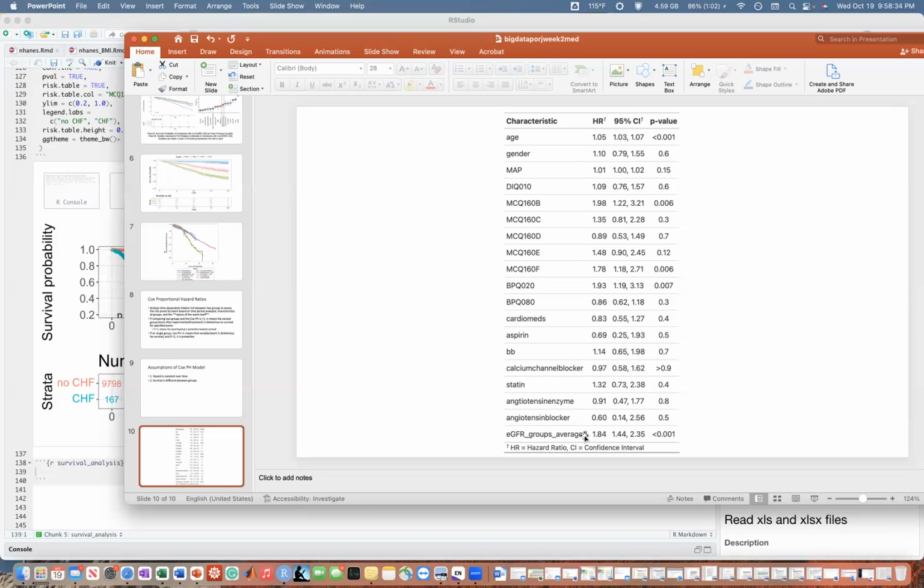EGFR groups average, this is one I find very interesting. So this is saying it's a stage variable. It's a nominal, I believe, ordinal or nominal. I can't remember the term, but it has stages 0, 1, 2, 3, 4, 5, and 6. It says as the stage increases. So that's what this means. So 1.84 is like as it increases, you're 84% more likely to die every time, which is horrifying. But anyways, yeah, that's what these mean.